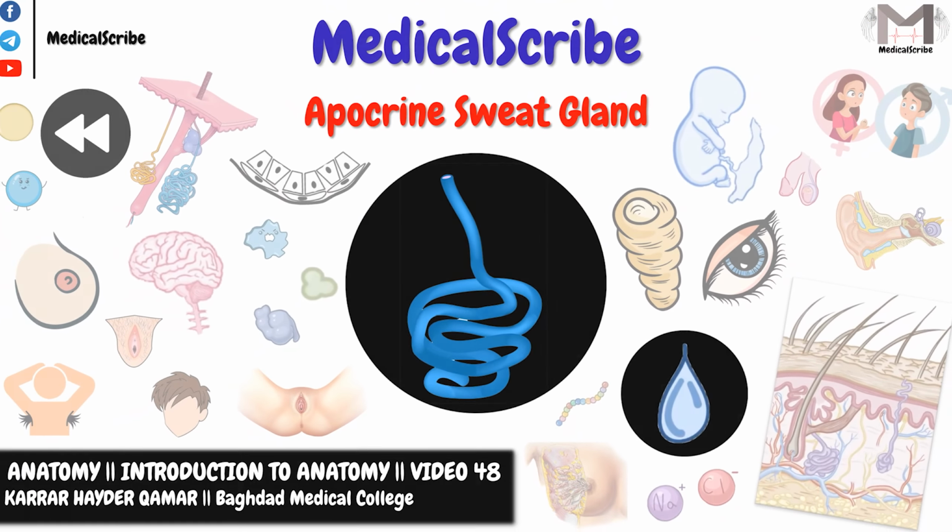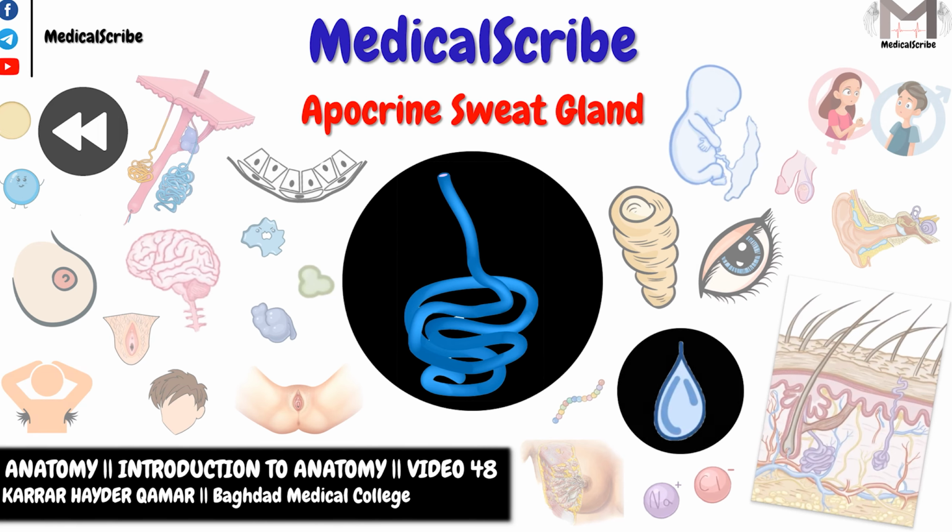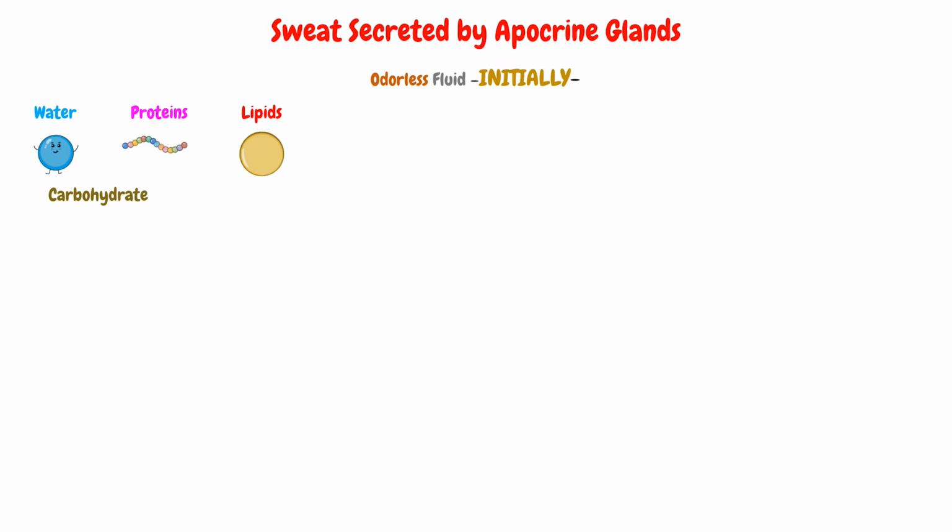So, after we talked about the apocrine glands and explained their structure, now we will talk about the sweat that's secreted by these glands. In general, the sweat of these glands is an odorless fluid initially. Keep that in your mind, that when the gland secretes sweat, it will be odorless and composed of water, proteins, lipids, carbohydrate, sodium chloride, and other materials.